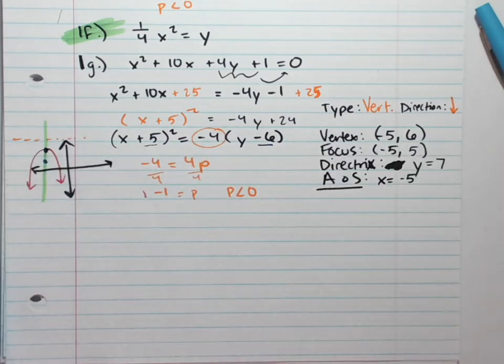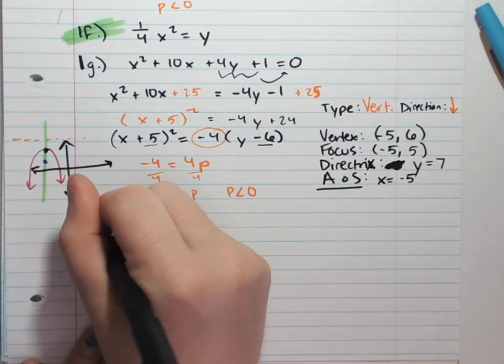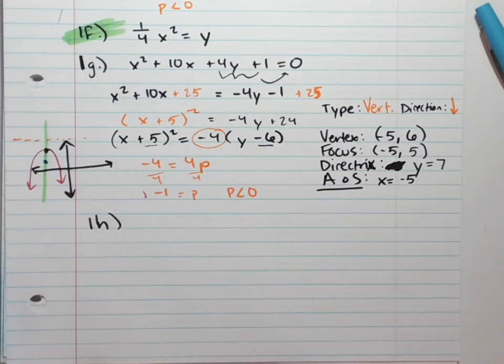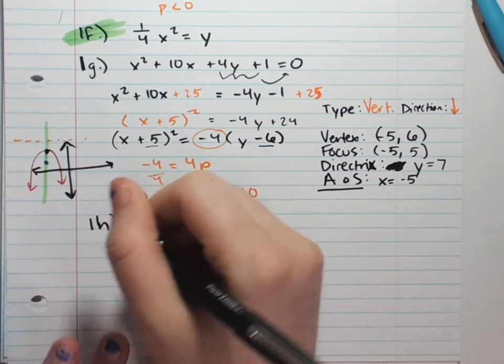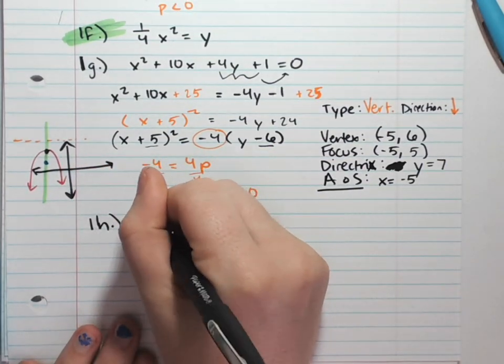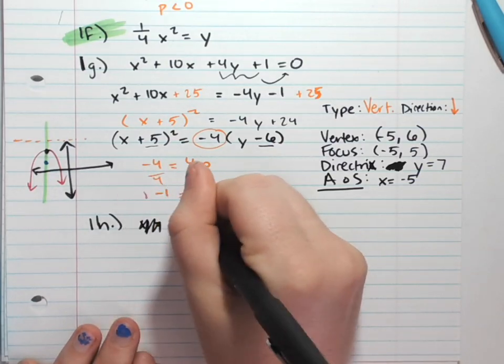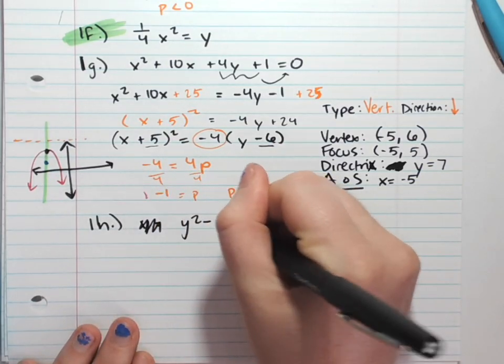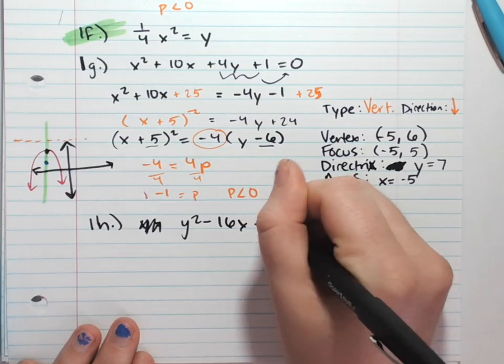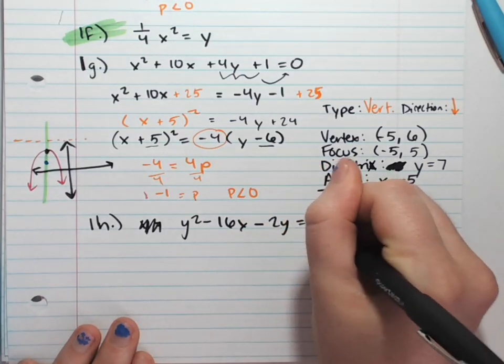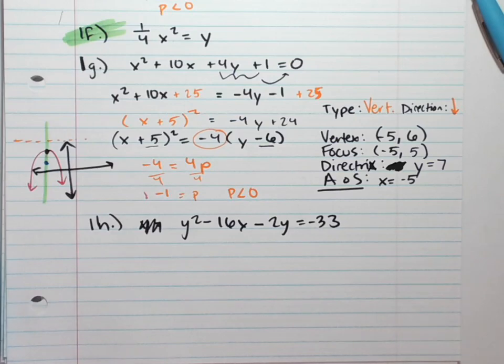All right, one more practice problem for you, and then this video is done. You guys made it. Proud of you. I know they're long. Y squared minus 16x minus 2y equals -33. I have misplaced my green highlighter. There it is.